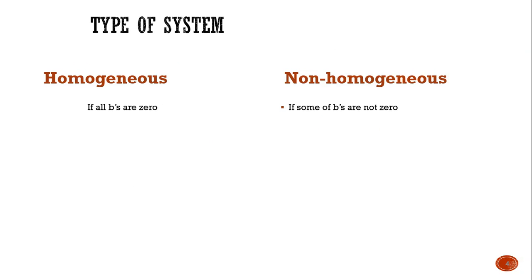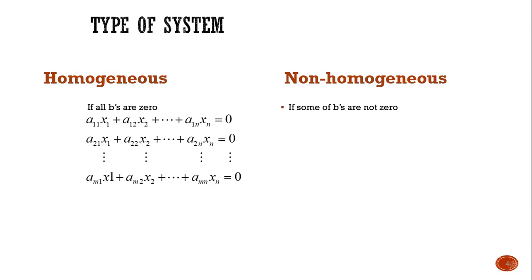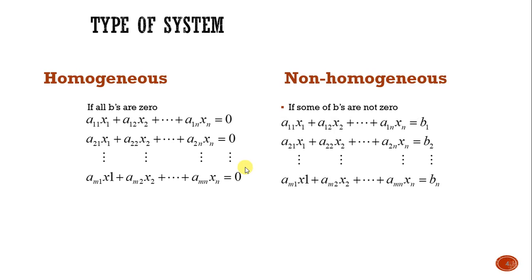Now we have two types of systems of linear equations. One is homogeneous and the second is non-homogeneous. What is a homogeneous system of linear equations? Here all bi's are 0. And in a non-homogeneous system we have at least one bi non-zero. If we take a particular example, suppose we have 2x minus y equal to 0 and x plus 3y equal to 0.